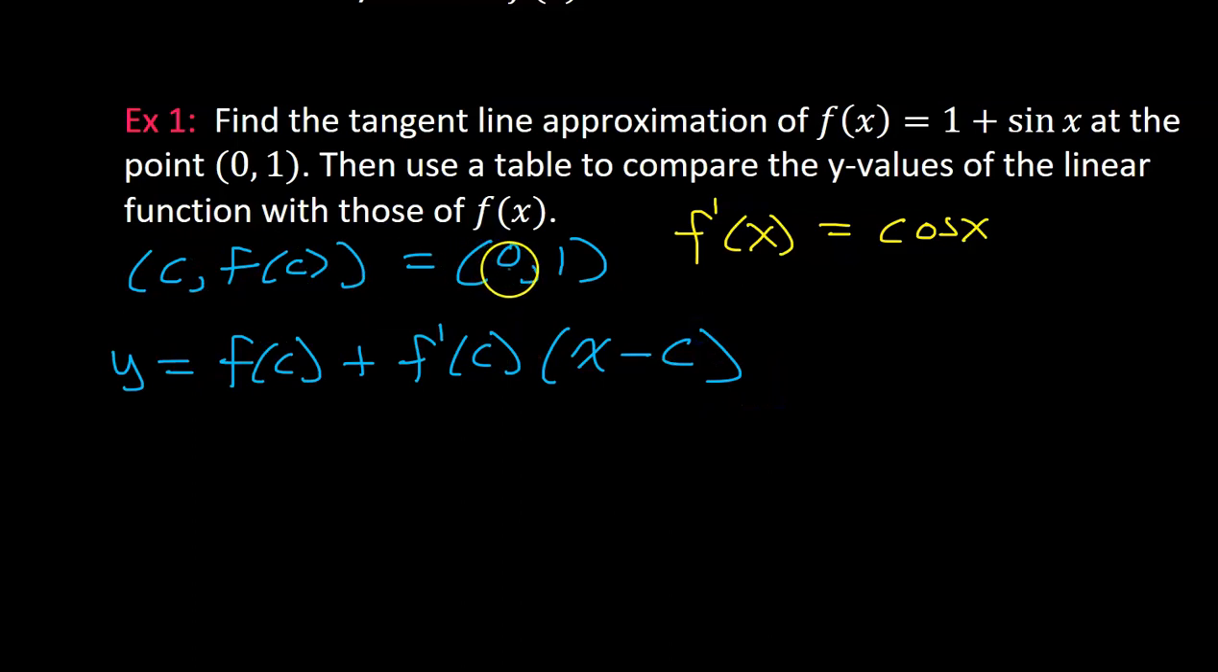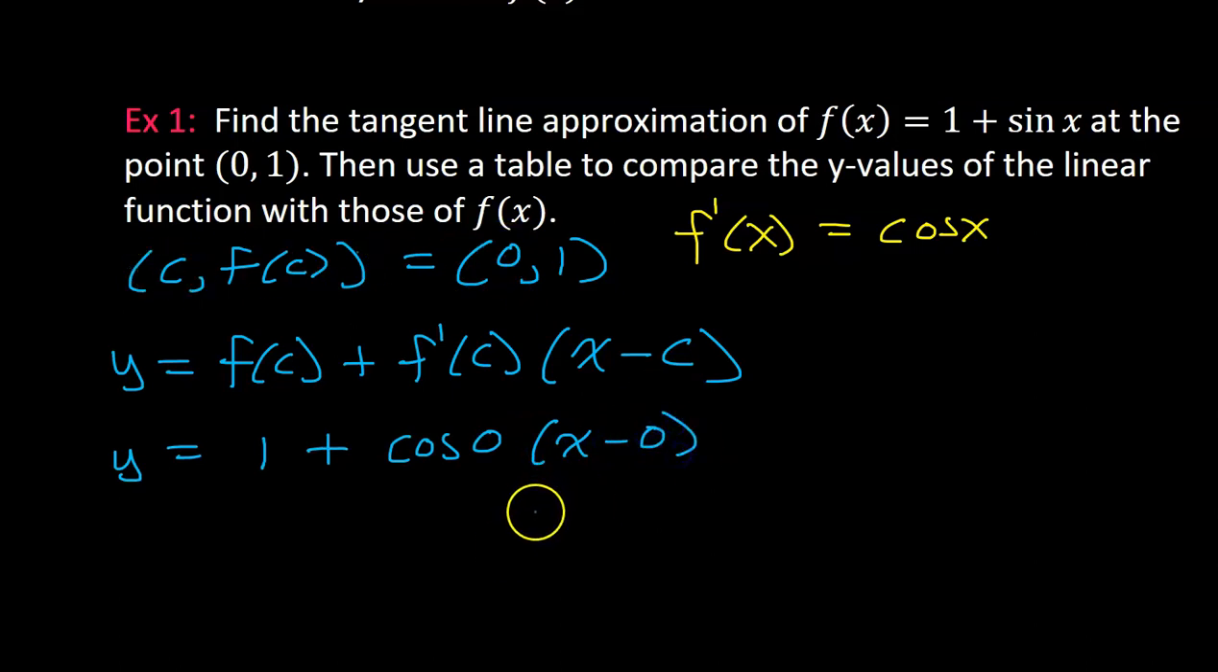But now I'm going to substitute in everything that we just found. So this will be y equals, and then f at c is 1, so I'm going to have a 1, plus f prime at c. Well, f prime is cosine, and then the c value is 0, so that's going to become cosine of 0. And then I'm going to have x minus c, but again, c is 0, so that'll be x minus 0.